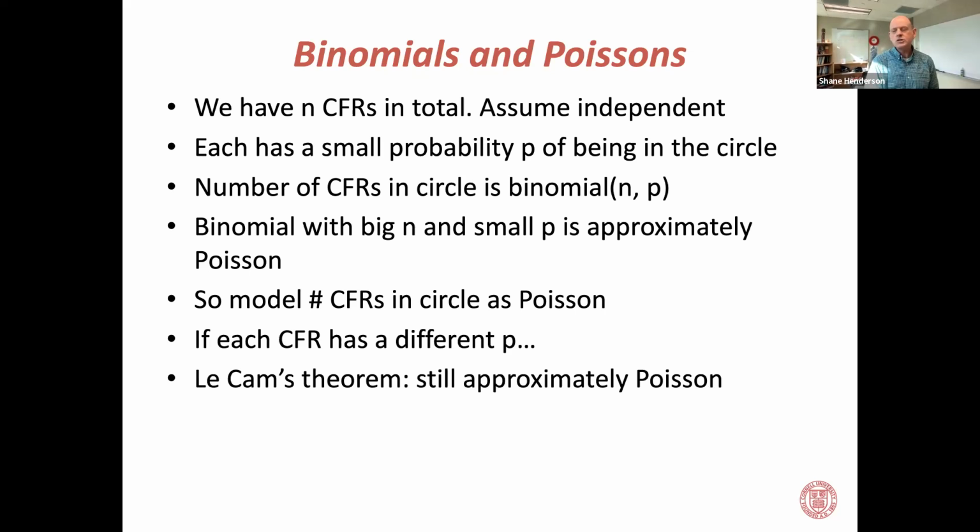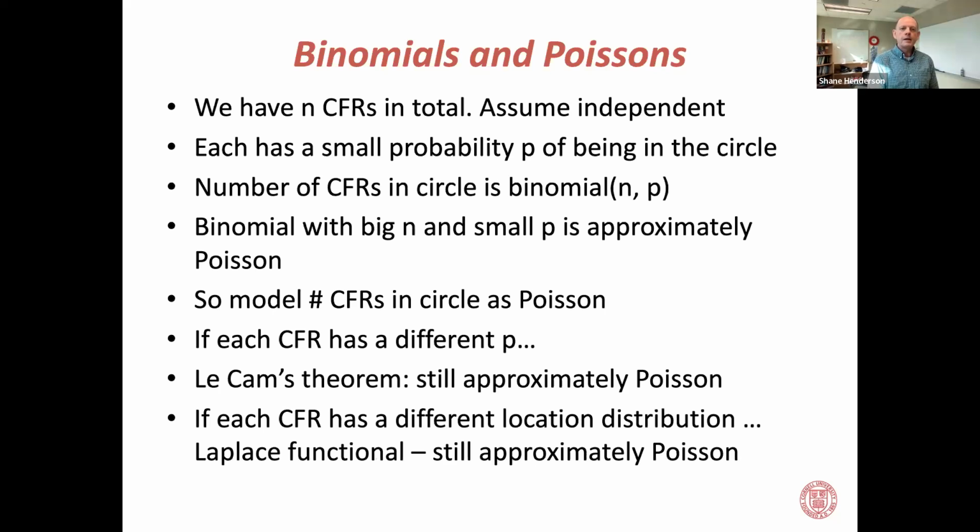But you might say, well, each volunteer lives in and spends their time in different parts of the city, and that's fine. If each volunteer has a different probability of being in that circle, there's something called Le Cam's theorem, and it tells you that the total number of them in there still looks approximately Poisson. But anyway, you get the point.